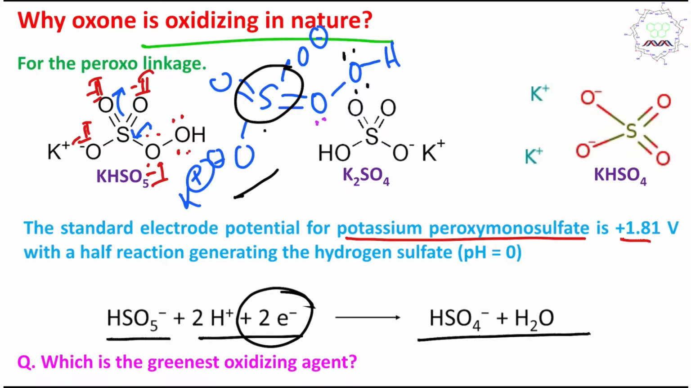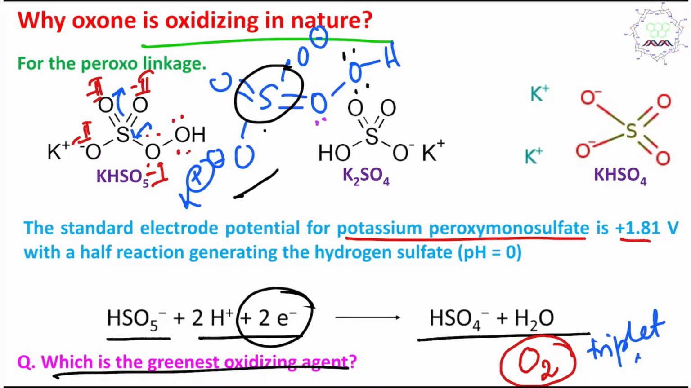Now in this context some question may come to your mind: sir, we say this oxidation is good, this is bad. But what is the ultimate, or the greenest, oxidizing agent? Student, the greenest oxidizing agent is atmospheric oxygen, because we have a huge amount of oxygen in our atmosphere, and more specifically this is triplet oxygen. Because there is another version of oxygen which is singlet oxygen.